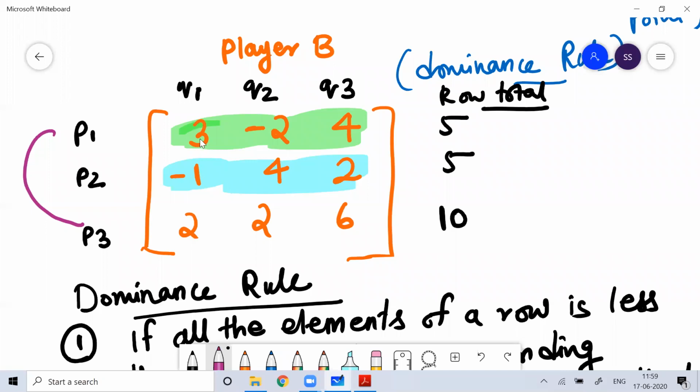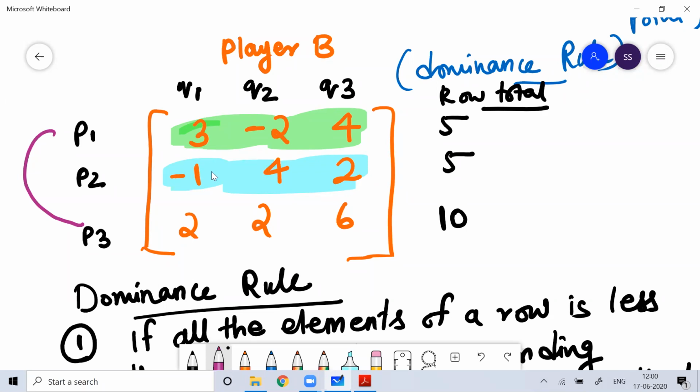Compare the first row and the third row. 3 is more than 2, okay, then 2 is more than minus 2, so here also I cannot do this. If I compare the first row and the second row, 3 is more than minus 1, okay, then my 4 is more than minus 2. So I cannot establish a relation between row 1 and row 2.